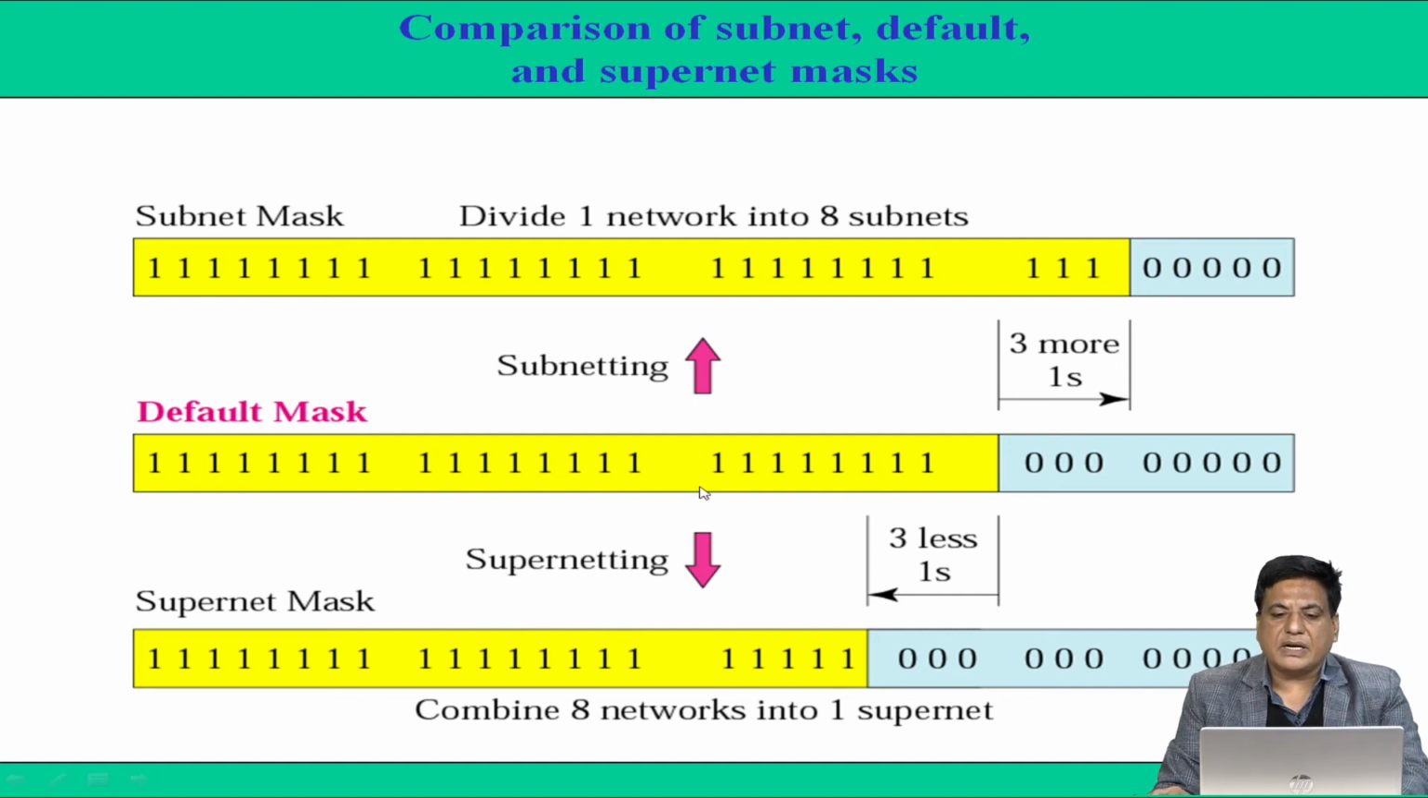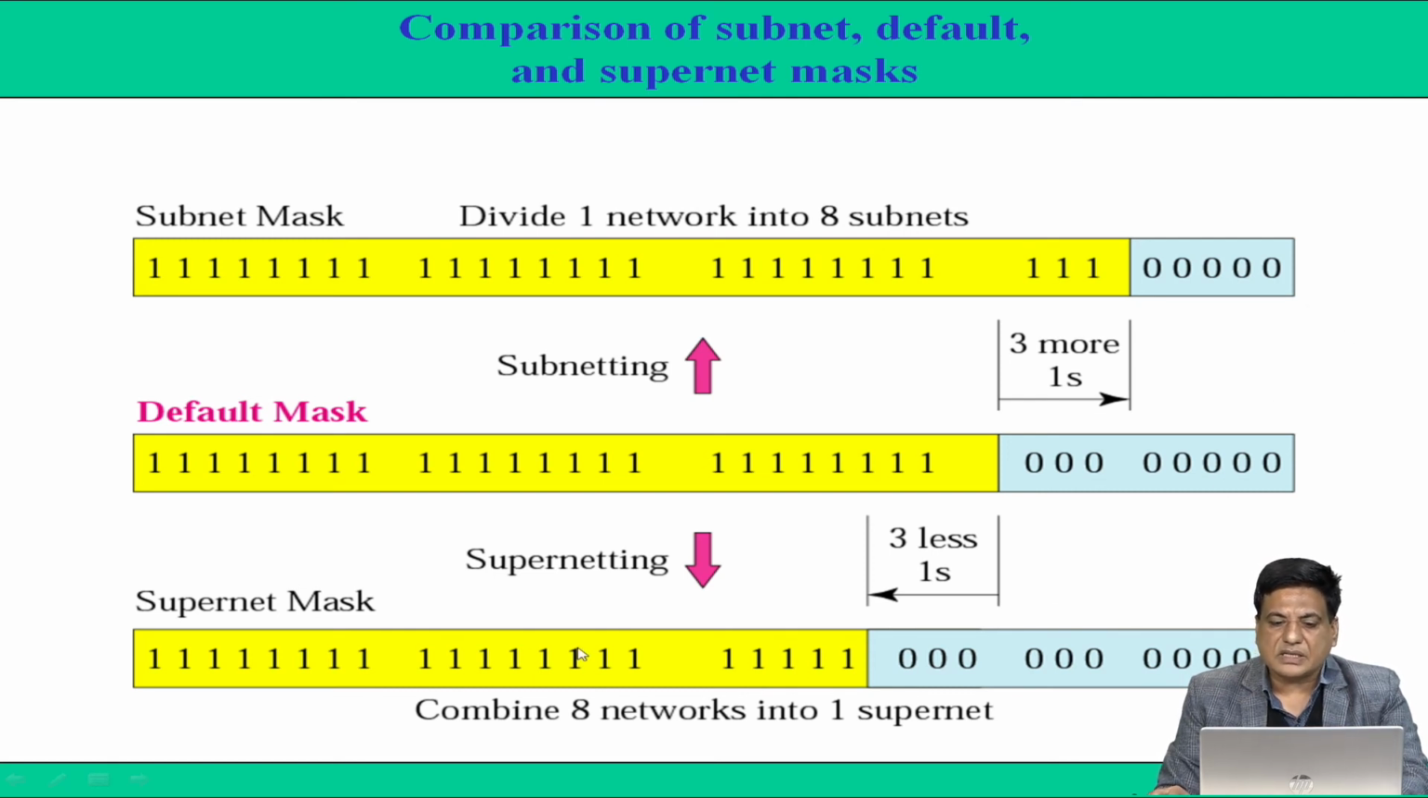Here we show that if we assign more bits to the subnet, it means we are performing subnetting. In the first example, we have 2 to the power 3, meaning 8 subnets, and each subnet has 2 to the power 5 hosts, which is 32 hosts.